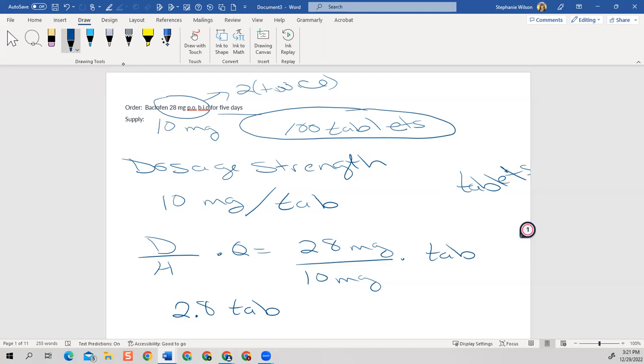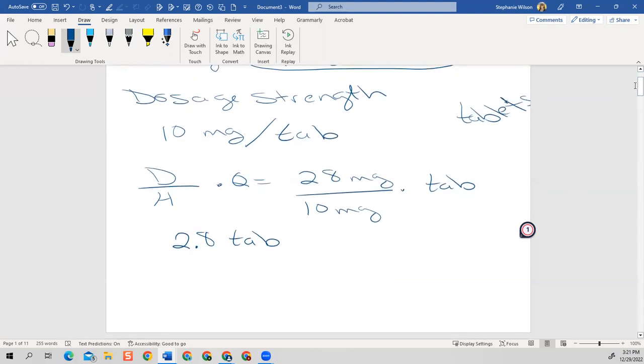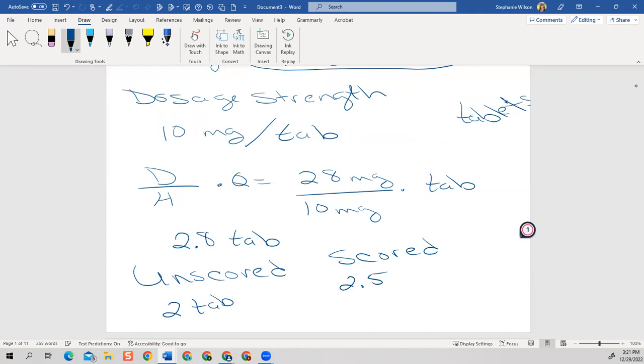Okay, so when you go back to this order here, we need to determine if it's a scored tablet or unscored. If it's unscored, we're going to say 2 tabs is what you're going to administer. But if it is scored, then that means we can break it in half. Let me just make a note here. Unscored, the answer would be 2 tabs. If it's scored, then we know that they're going to take 2.5 tabs per dose.